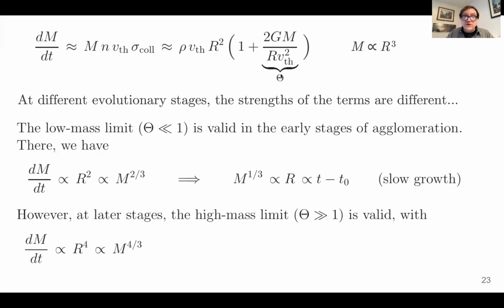When the Safronov number gets to be large compared to 1, then the right-hand side changes, right? There's this r squared, and then there's another r squared over here because we have an r cubed in the mass factor divided by an r. Everything else is a constant. So that combines together to give us an r to the 4th. That's an m to the 4/3. And we can do the separable differential equation again.